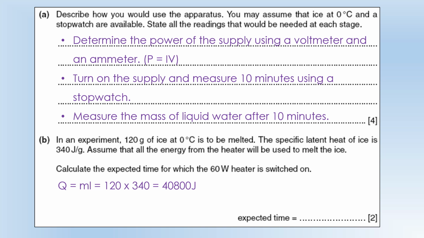So the thermal energy to change the state of all of that, we can use Q equals ml, and that gives us a value of 40,800 joules. We also know that power is energy divided by time, so the time taken is going to be energy divided by power. We know it's 60 watts, so we divide 40,800 by 60, which gives us 680 seconds.